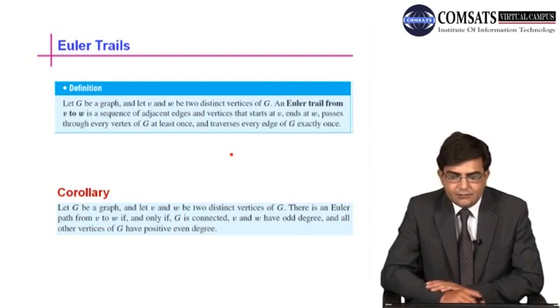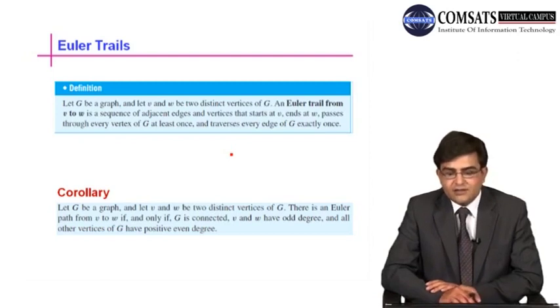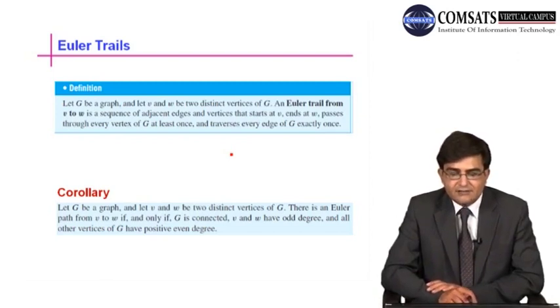This is a bit of the same concept here. In Euler circuit, the starting and ending point is same, but here in Euler trails, the starting and ending point must be different, because V and W are two distinct vertices of G. So an Euler trail from V to W is a sequence of adjacent edges and vertices that starts at V, ends at W, and passes through every vertex of G at least once. That is, vertices may be repeated, and it passes through the edges exactly once.